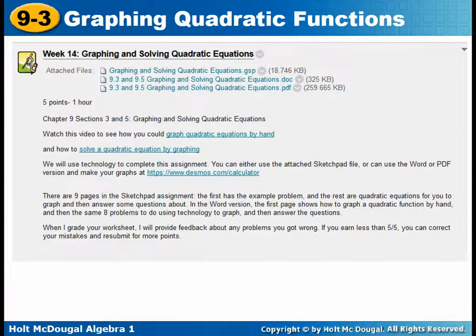And you can check it with the graphing calculator too. Now here's your equation. We're not going to be graphing these by hand. You can watch a video to see how we did that. That's what we went through.